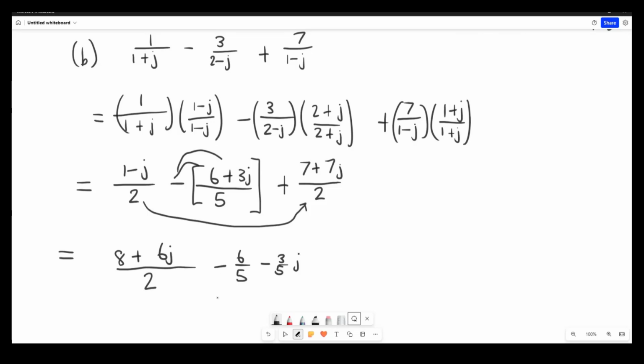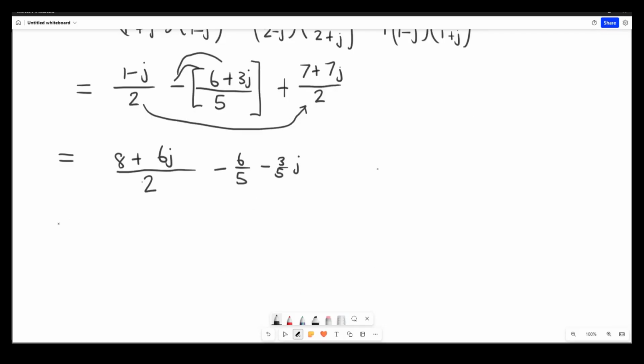Right. So now I can then simplify that fraction over 2. I can divide every term by 2 there. So 8 divided by 2 is 4. And 6 divided by 2 is 3. So I've got 3j. Minus 1 and 1/5, which is 6 minus 6 over 5. Minus 3 over 5j.